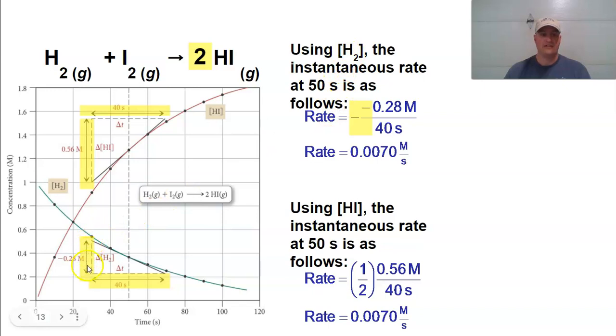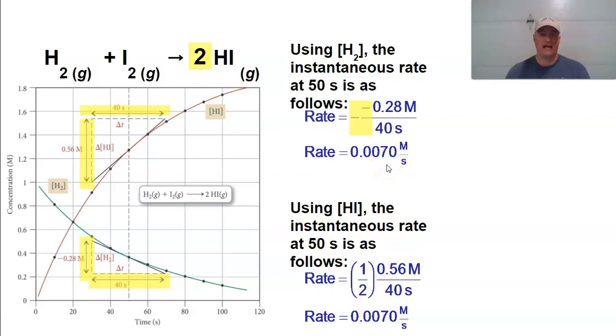So it decreased by 0.28 molarity over 40 seconds. Because it's a reactant, it's negative, and it decreased over 40 seconds, so we have the rate. We can also use the hydrogen iodide concentration: over 40 seconds, it goes up 0.56 molarity. But remember, it's a 1 to 2 ratio based upon its coefficient being 2. So the rate of the reaction is the same for each.